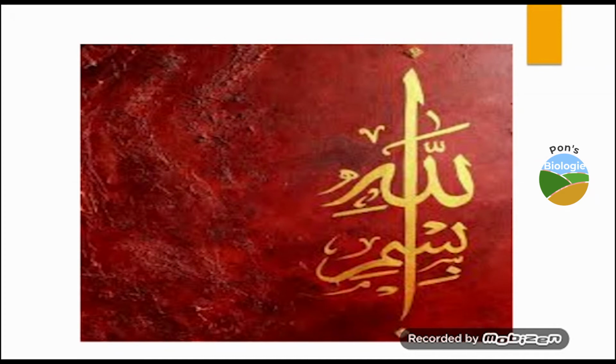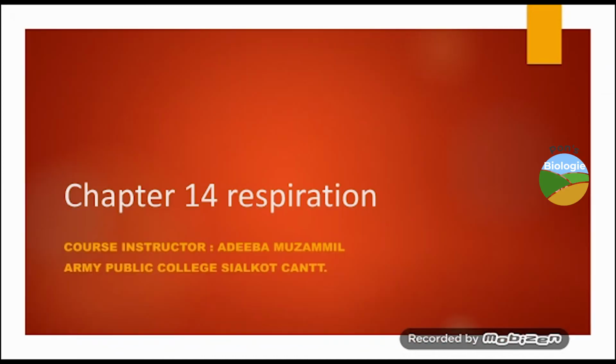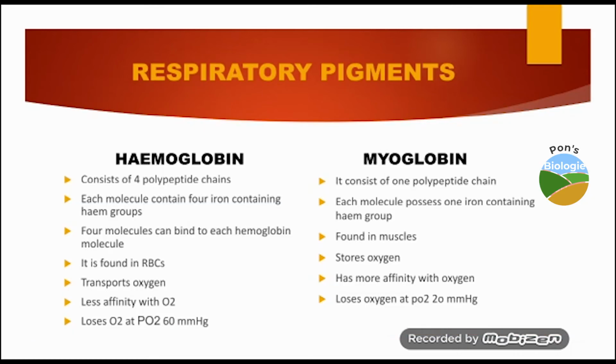Dear students, I am your course instructor Adiba Muzammil and we are doing chapter number 14, Respiration. So for this purpose, you need to know about the respiratory pigments. Respiratory pigments are actually the colored molecules which act as oxygen carriers by binding reversibly to the oxygen molecule. Various types of respiratory pigments are present in different animals.